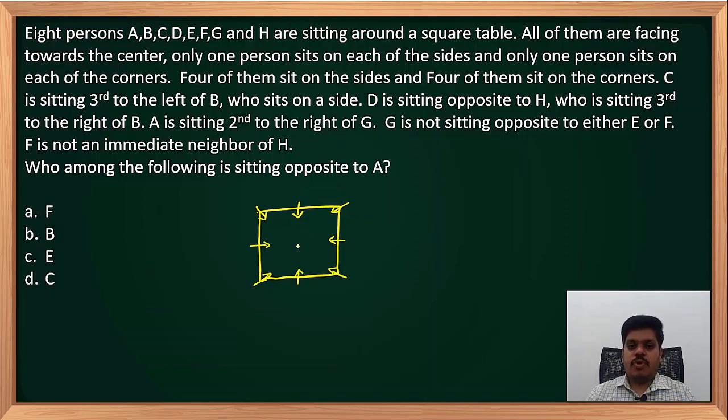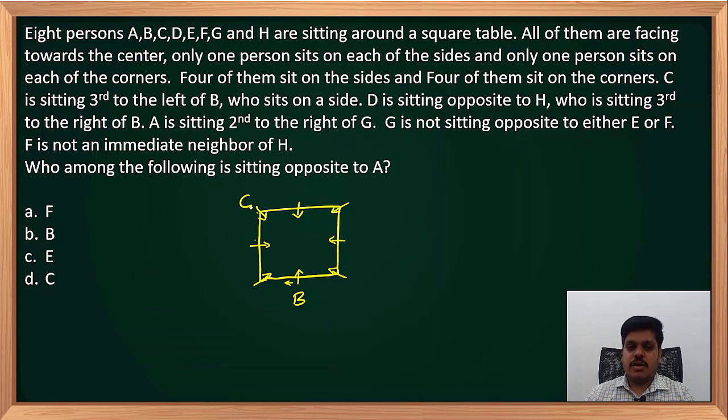Okay, then from the first clue, C is sitting third to the left of B, who sits on a side. That means B sits on a side. So I mark B here. Then C is sitting third to the left of B. They are facing towards the center, and to the left of B means this side. 1, 2, 3. So the third position from B towards the left is here.